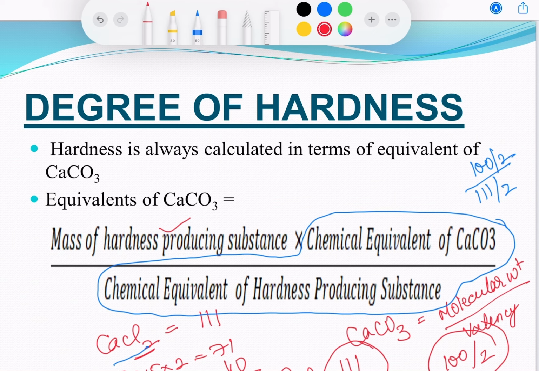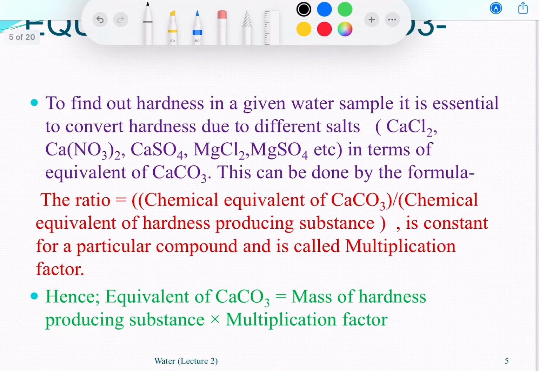So this ratio, chemical equivalent of CaCO3 divided by chemical equivalent of hardness producing substance, is called the multiplication factor. Remember, you need not learn the multiplication factor. You know the atomic weights of different atoms, so you can calculate the molecular weight and the equivalent weight also. When we do numericals, you will understand better. Right now we are focusing on the theoretical aspect.